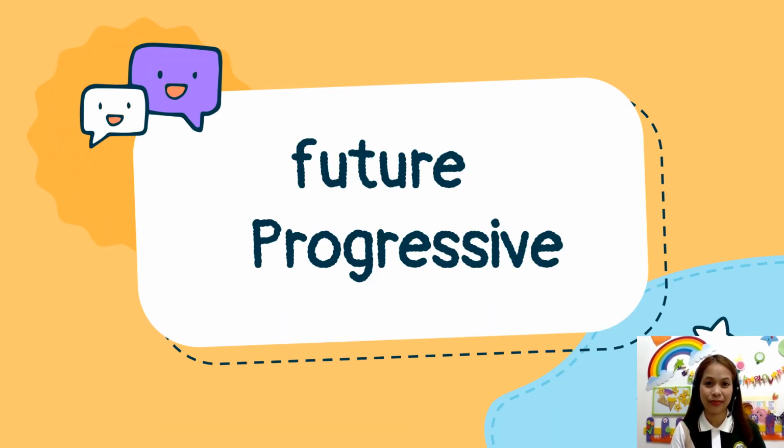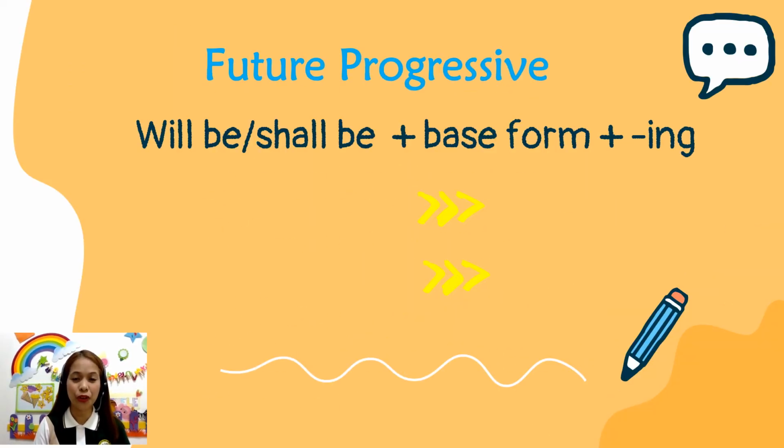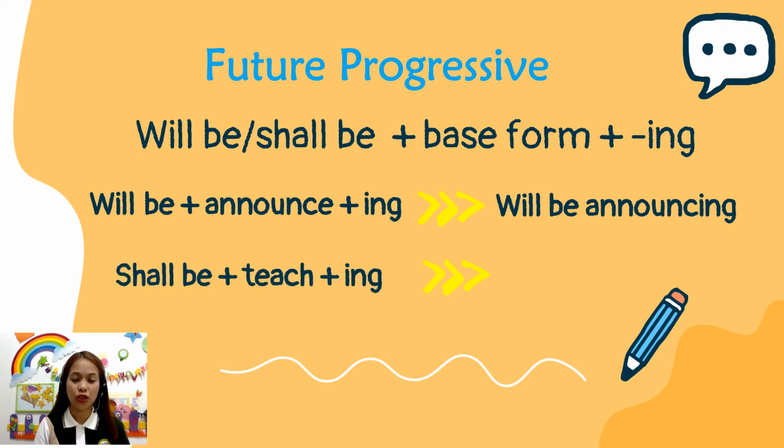Future progressive. This tense can be used for an ongoing action in the future. Okay? Okay, let's go to future progressive. Future progressive tense is formed by following these rules. Will be or shall be, base form plus ing. Example, will be announcing. Shall be teaching. Okay?